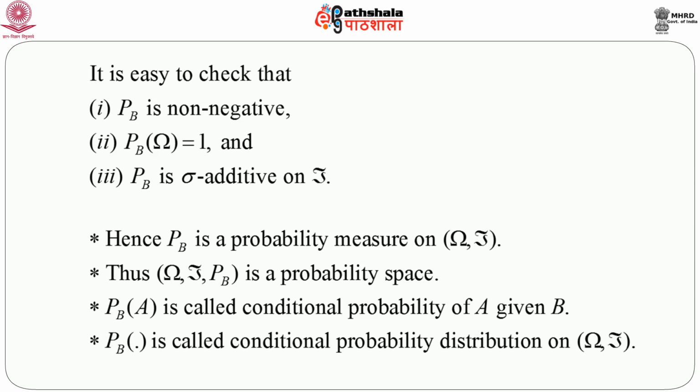Since this is a probability measure on omega, script F, we can immediately say that omega, script F, P_B is also a probability space, and this P_B of A is called the conditional probability of A given B. And P_B of any set, denoted by dot, is called the conditional probability distribution on omega, script F, because whenever we have probabilities of a number of sets on a particular measurable space, we can easily define the probability distribution on that space, and since we are dealing with conditional probability in this case, we can easily define the conditional probability distribution.